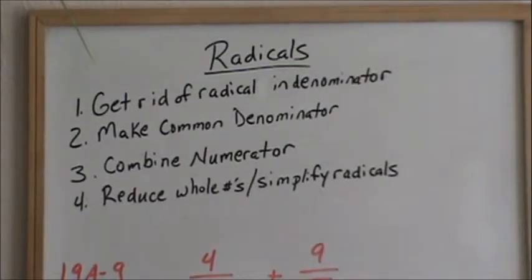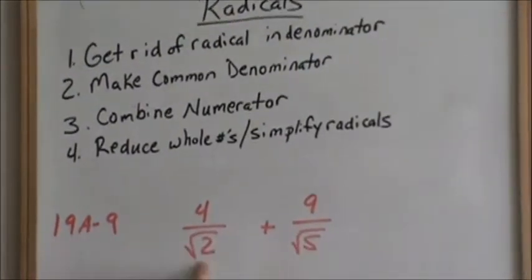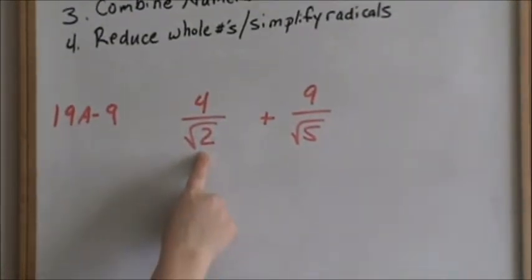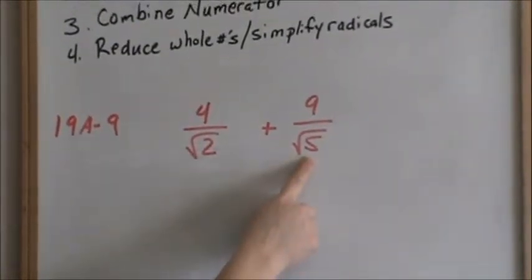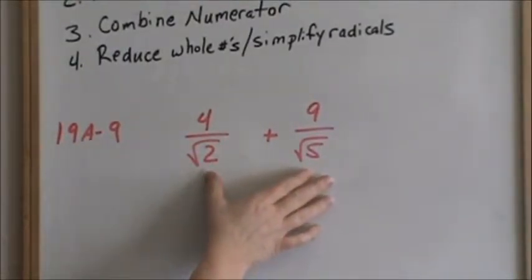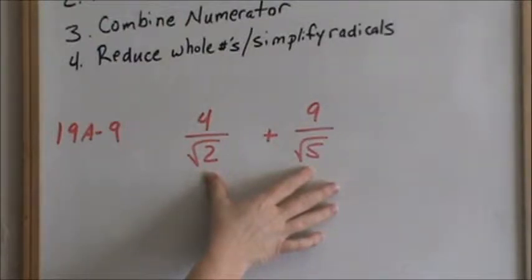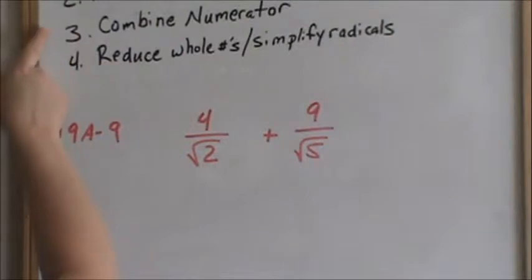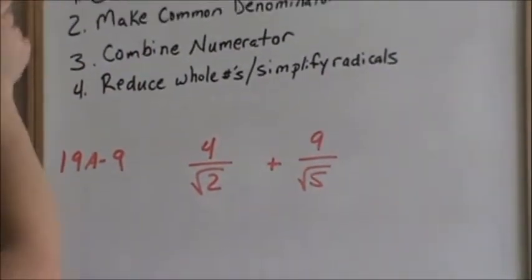Actually, if you can look at this problem right here, we have 4 over square root of 2 plus 9 over square root of 5. So now we are going to be adding and subtracting fractions that have radicals in the denominator. But in words, here are your steps to do it.